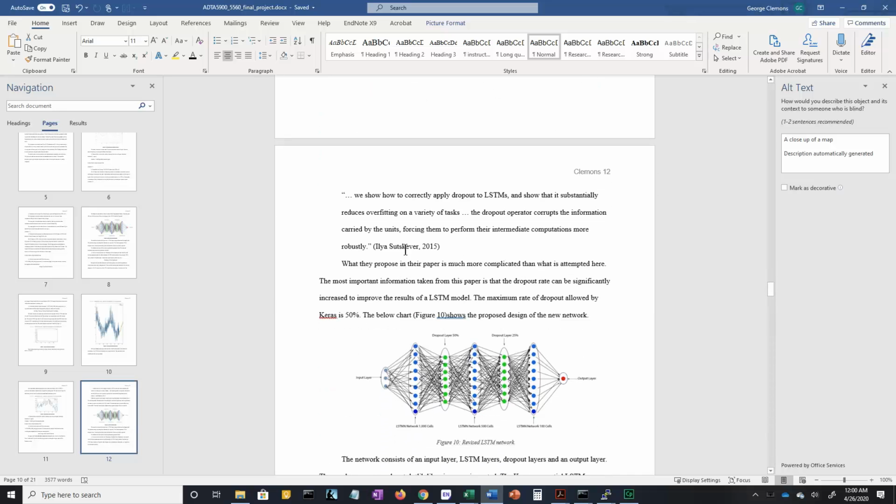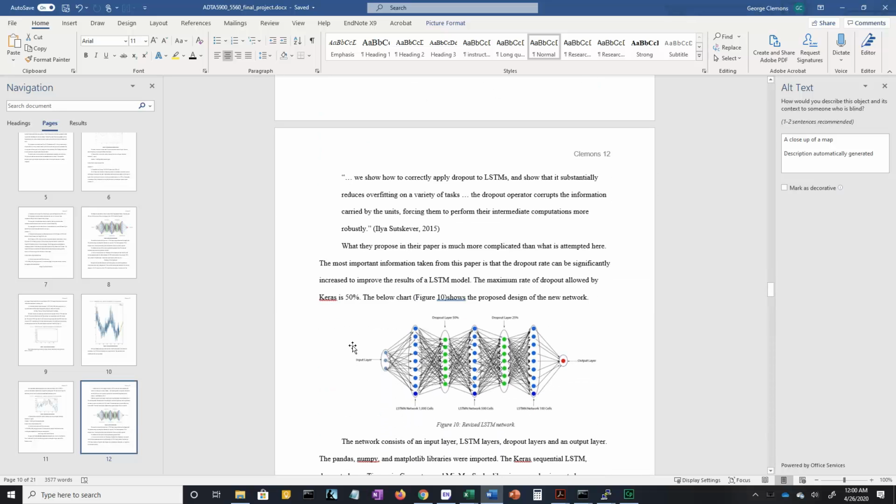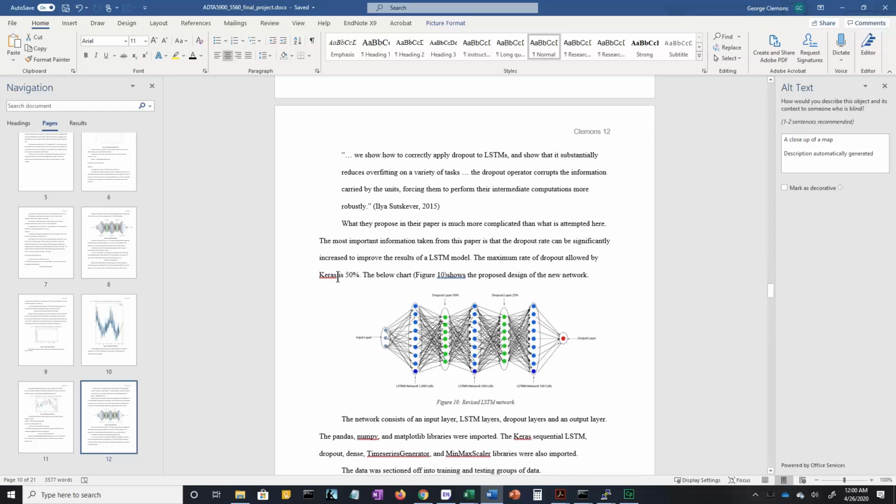So I put together a new design that starts with the first LSTM layer with 1,000 cells. The second one has 500 cells, and the third one has 100 cells. The first dropout layer uses a 50% discard rate, and the second one uses a 25% discard rate.